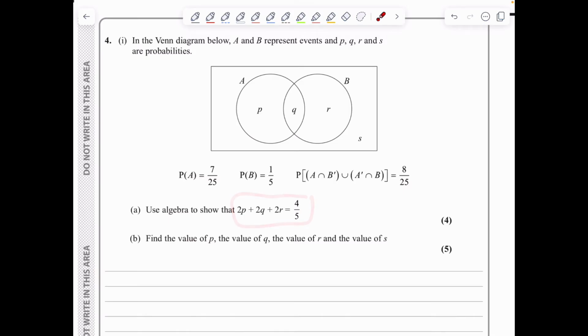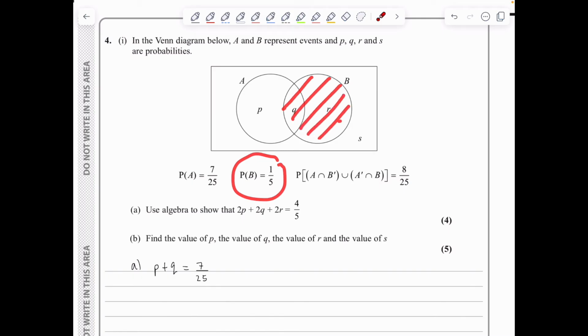So let's start with the easy part. The probability of A is 7 over 25. Well, A is this part here, which means that we can write down that P plus Q is 7 over 25. Similarly, when it comes to the probability of B being a fifth, this means that Q plus R should be giving me an answer of a fifth.